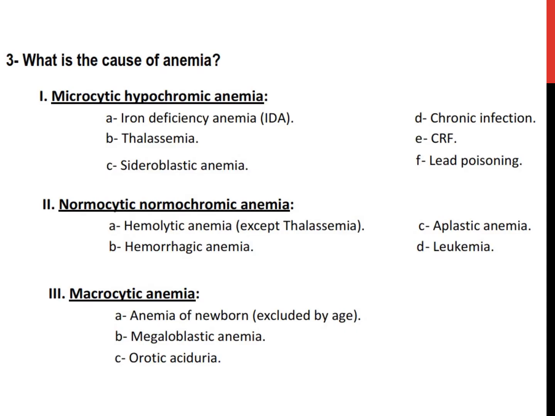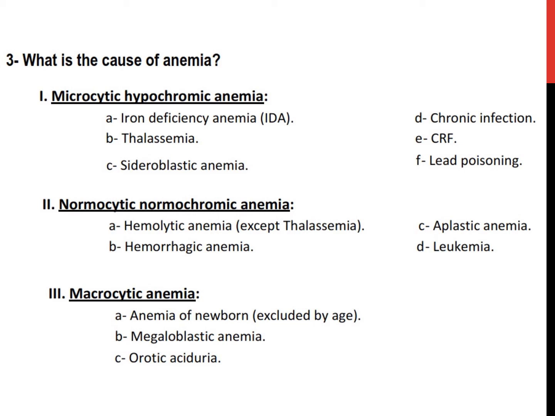Okay, so if you go for the causes of anemia, we have microcytic anemia, normocytic anemia, and macrocytic anemia. Microcytic anemia is the most common, but normocytic anemia is the most dangerous. The microcytic causes include iron deficiency, thalassemia, which is the only hemolytic anemia which is microcytic, and sometimes sideroblastic anemia, chronic infection, renal failure, chronic lead poisoning, even copper deficiency, and so on.